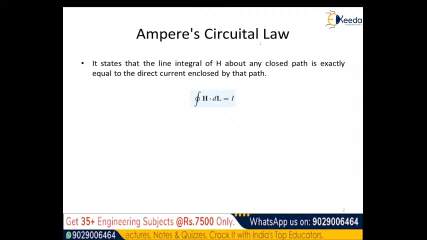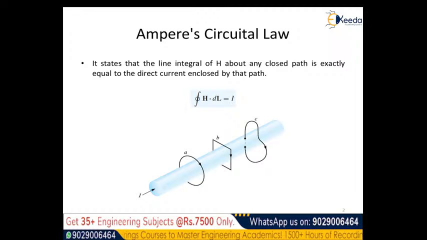Now as per this law, the closed line integral of H bar is equal to the direct current enclosed by that particular path. To explain what is put forward by Ampere, we take the help of one illustration. In this illustration we have three paths. First, you see a cylindrical rod carrying the current I from the left-hand end towards the right-hand end. So I is the total amount of current flowing through this conductor body.